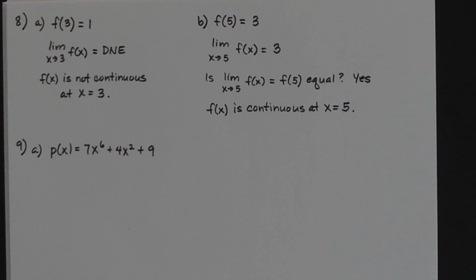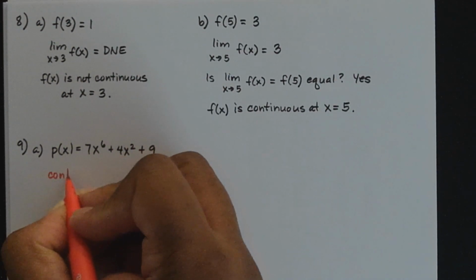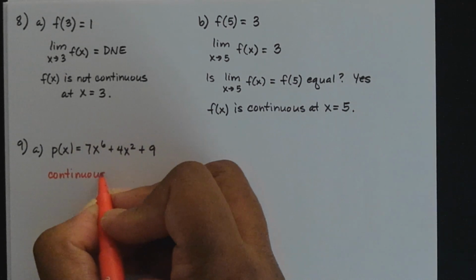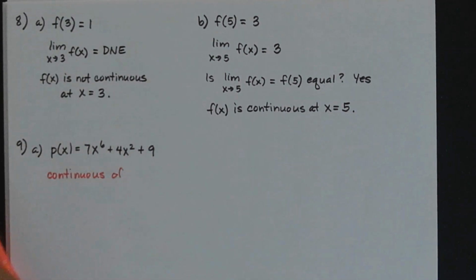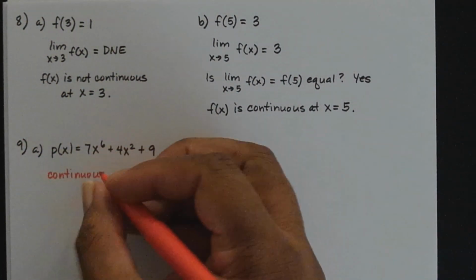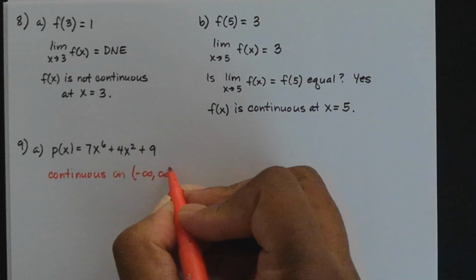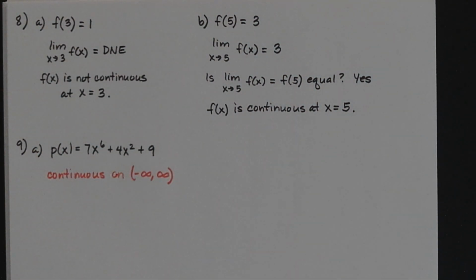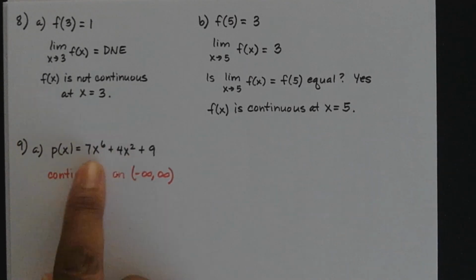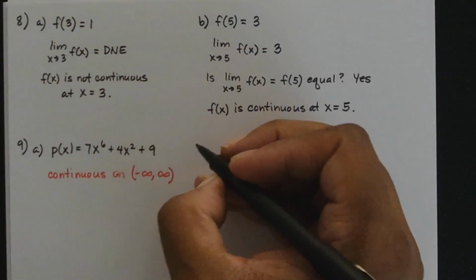Let's see if it's continuous. And it is a polynomial function, so that tells me right off the top that any x value that you assign to it, you will always get an f of x value for it. So that means that it is continuous on, and we'll write this in interval notation, negative infinity to infinity. Negative infinity to infinity means all real numbers. Every real number will satisfy that p of x function. All right, questions on part A.